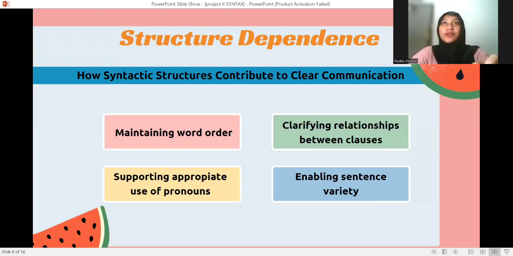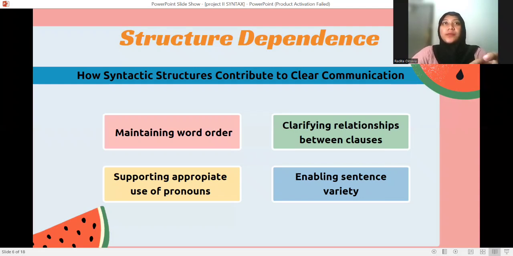The second is clarifying relationships between clauses. Syntactic structure provides a framework for connecting different clauses, allowing ideas and thoughts to be aligned in a coherent manner. As a result, complex sentences can be understood more fluently and the relations between ideas are made evident.